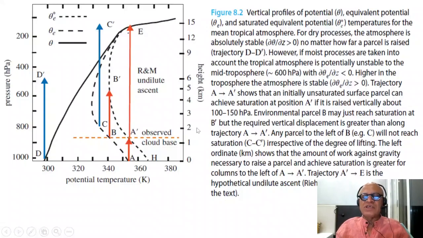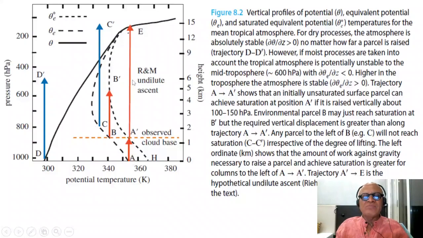So the left ordinate here, in kilometers, shows the amount of work against gravity necessary to raise a parcel and achieve saturation. It is greater for columns to the left of A to A prime. So if you go beyond this, you need more energy because you are covering more height to reach saturation. You are not going to reach saturation here at all, and so on.